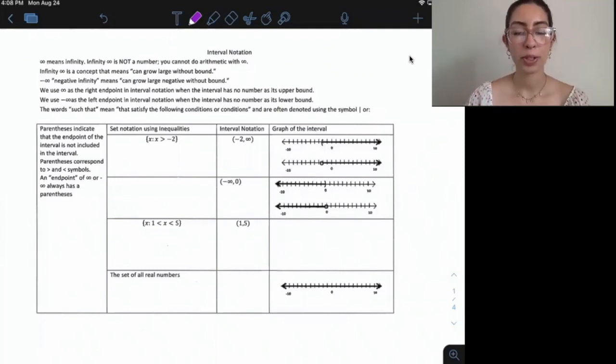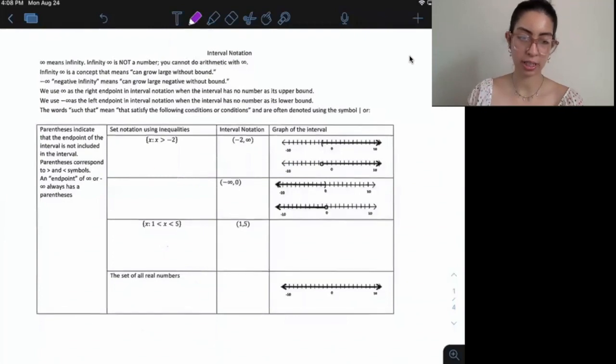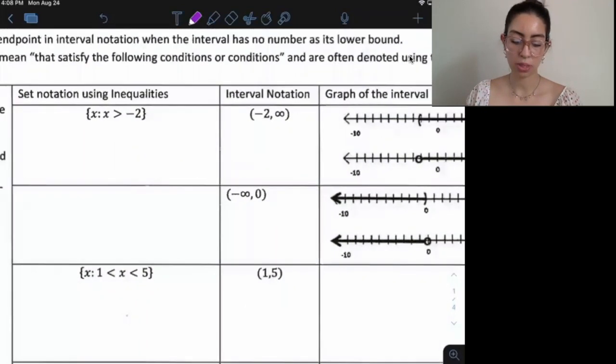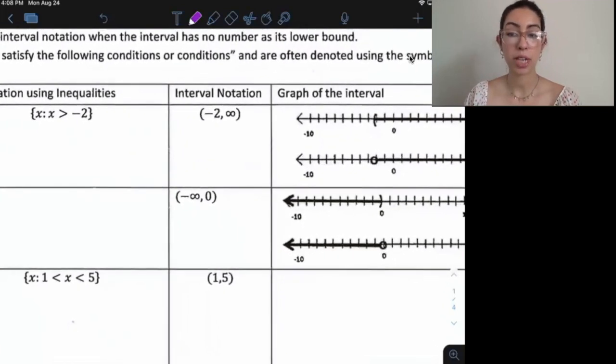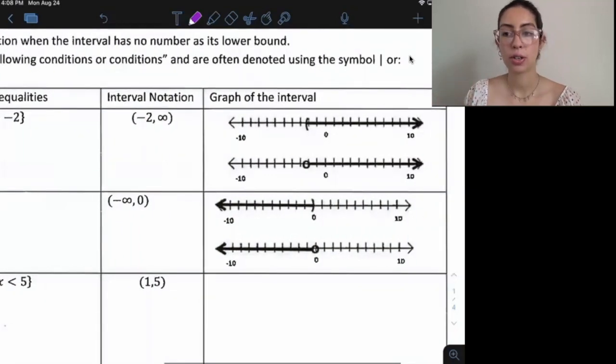So we are going to go over some examples of interval notation and how to go back and forth between set notation, interval notation, and graph systems. We have this first example that's been completed for us already. We see the set notation with inequality, the interval notation with all parentheses, and then we see the two different graphs of intervals. You don't need to do both.